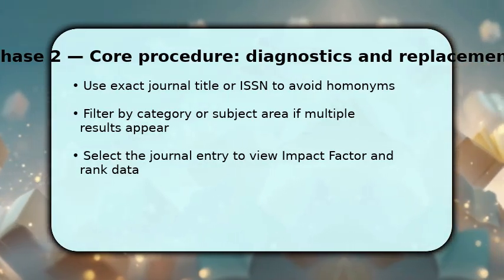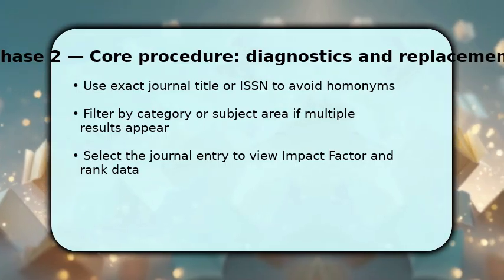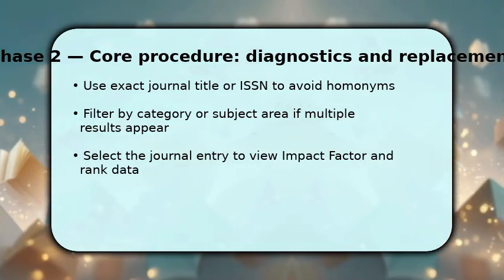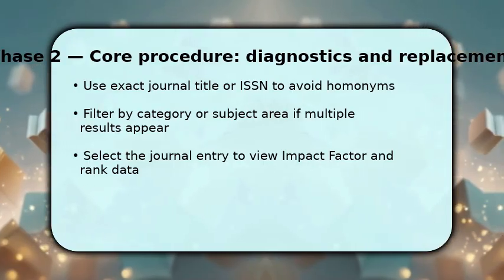Note the impact factor, total citations, and most importantly the rank and number of journals in that category. These values form the basis for calculating or confirming the quartile.